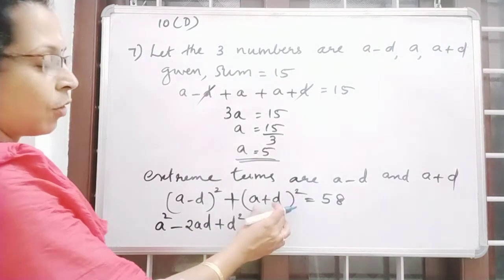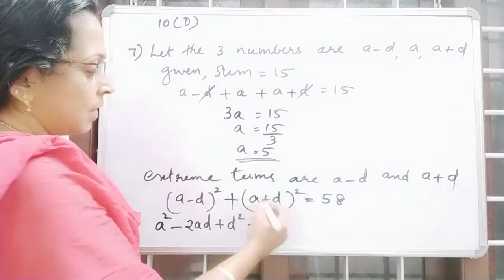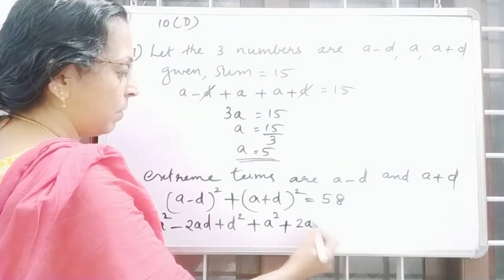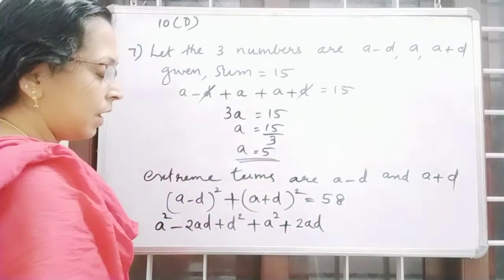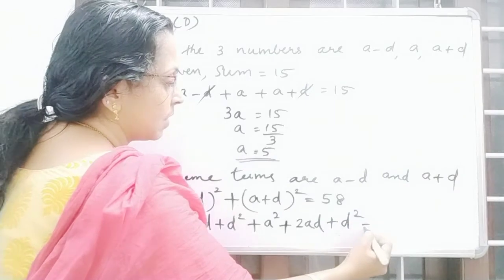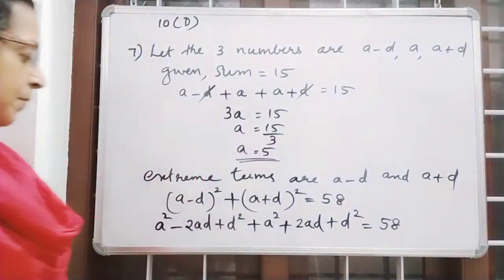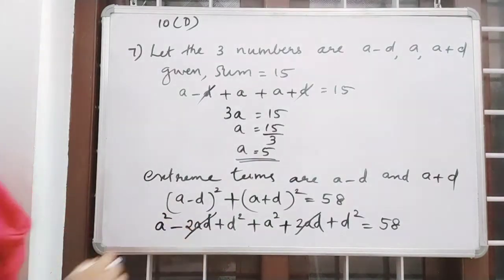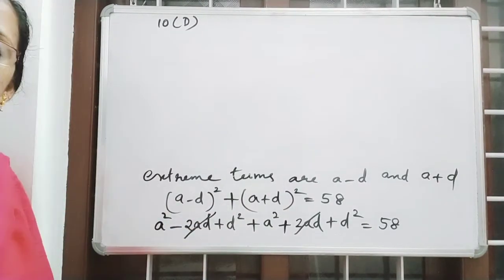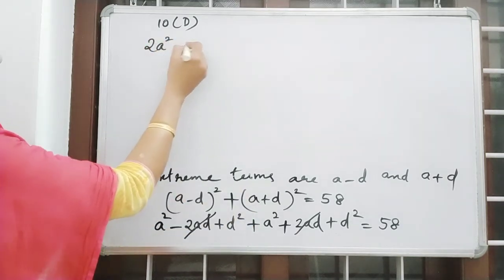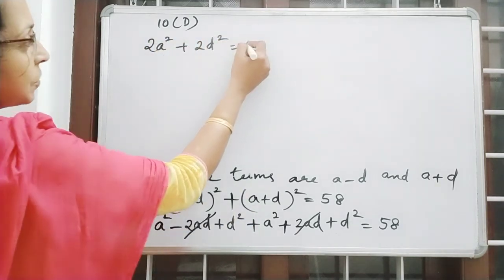Then this is in the form of A plus B whole square, so A square plus 2AB plus B square is our formula. Same way, here we can write A square plus 2AD plus D square is equal to 58. Okay, 2AD and 2AD we can cancel. So remaining it will be 2A square plus 2D square is equal to 58.